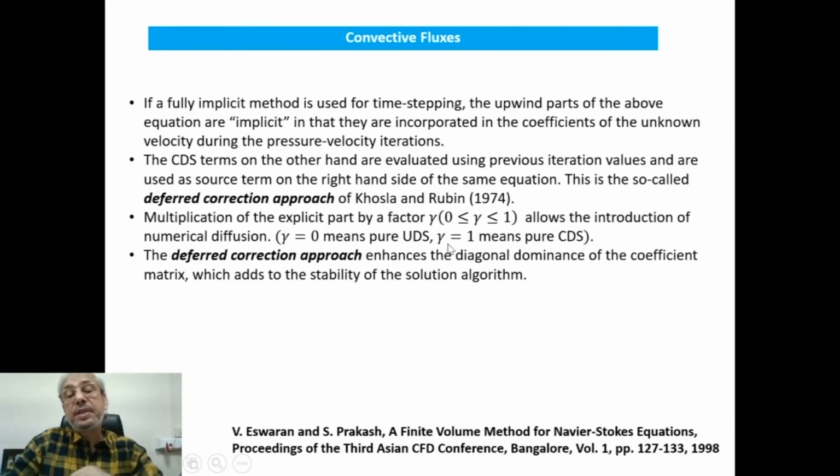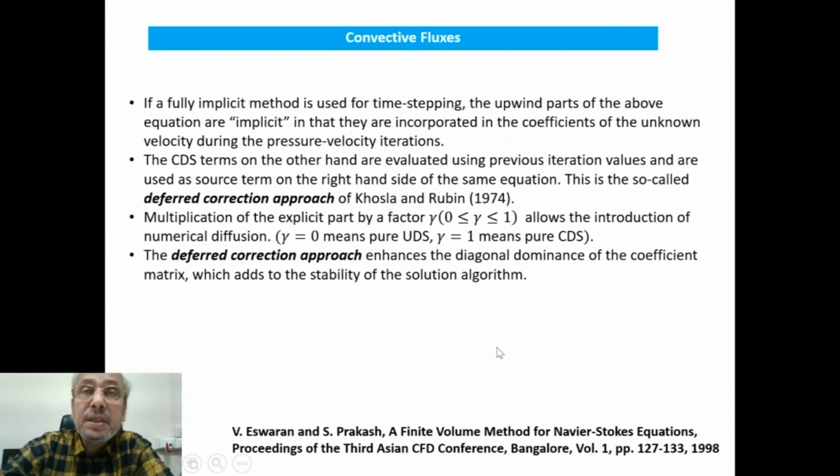So for higher accuracy, we can go for gamma which is on the side of 1. The deferred correction approach enhances the diagonal dominance of the coefficient matrix. When we'll arrange this pressure iteration matrix, we will again discuss it, but it's better to mention here now that deferred correction approach enhances the diagonal dominance of the coefficient matrix, which adds to stability of the solution algorithm.